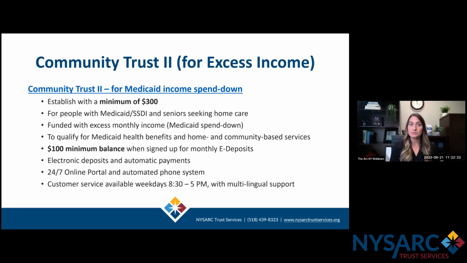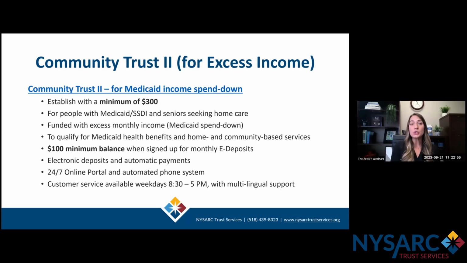Community Trust 2 can be established with a minimum of $300, and it's primarily used by people who are receiving Medicaid services and struggling to pay their spend down, or who just don't have enough medical expenses to meet the spend down requirement. Can also be someone who's receiving Social Security disability income, where that Social Security disability is just above the Medicaid limits, and they need to spend down funds in order to access those services.